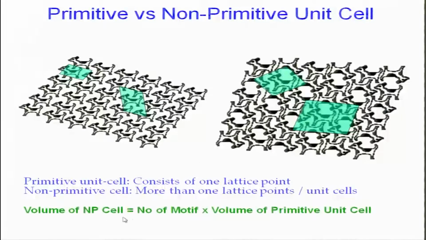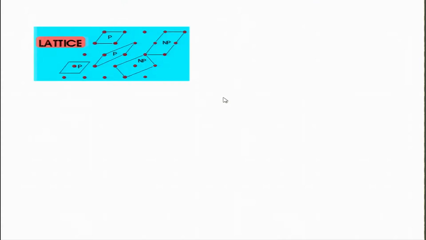So the volume of a non-primitive unit cell, as I said, will be equal to the number of motifs, or number of lattice points, multiplied by the volume of the primitive unit cell. Actually, number of lattice points is the more precise definition, because a lattice point can be one atom, or it could be a group of atoms. All right. So this is how the definition of lattice can be summarized.